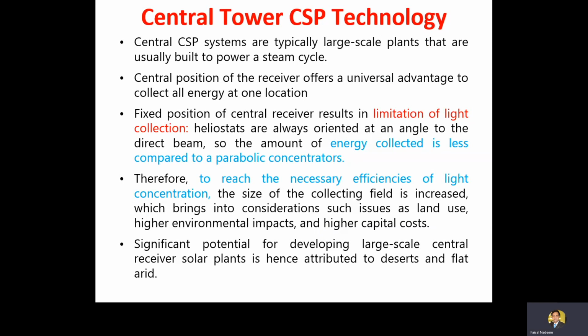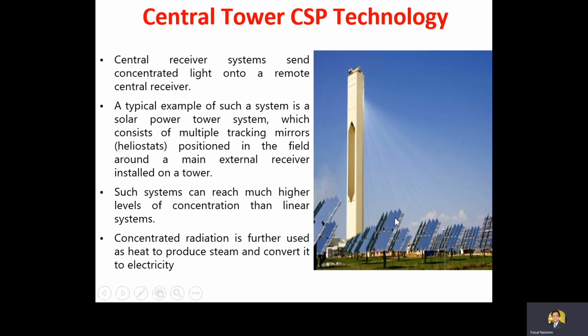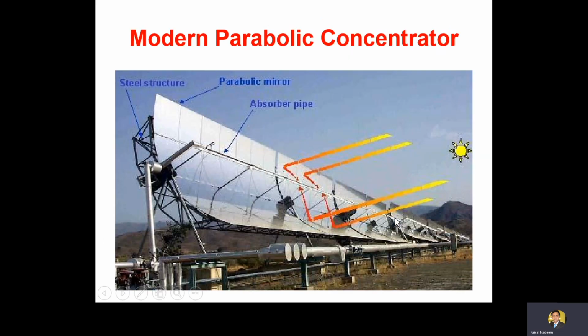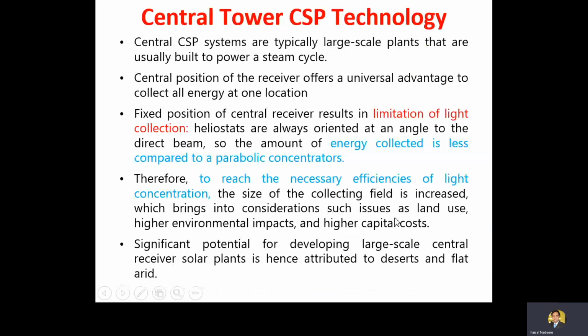The central position of the receiver offers the universal advantage of collecting all energy at one location. The fixed position of the central receiver results in a limitation of light collection. Therefore, these heliostats, or mirrors, are always oriented at an angle to the direct beam, so the amount of energy collected is less compared to the parabolic concentrator. Therefore, to reach the necessary efficiencies of light concentration, the size of the collecting field is increased.